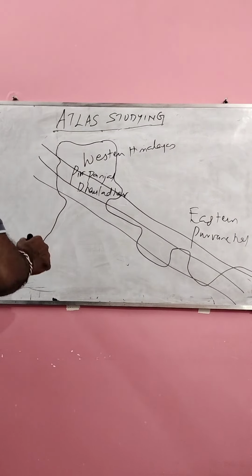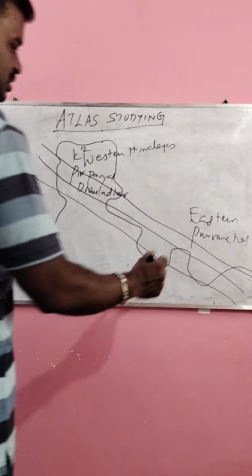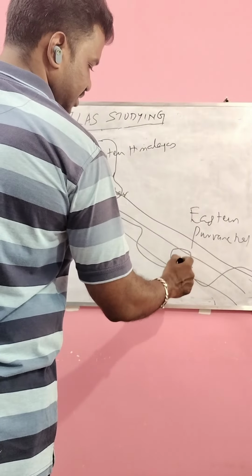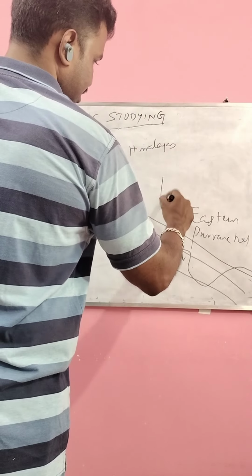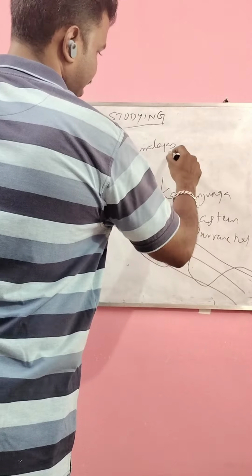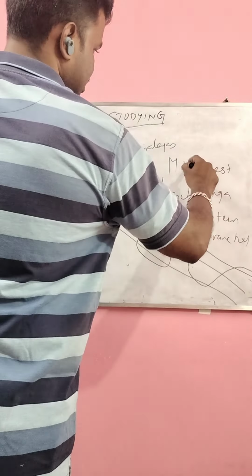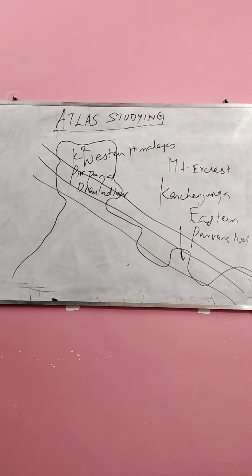K2 is present in the Western Himalaya. Kanchenjunga and Mount Everest are present in Eastern Himalaya. Even though Mount Everest comes under Nepal, you can mark it. Okay, now study like this.